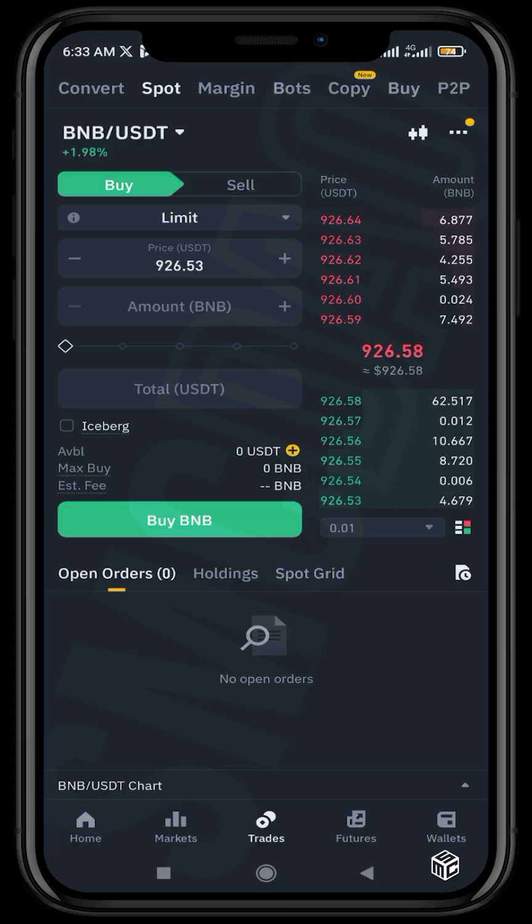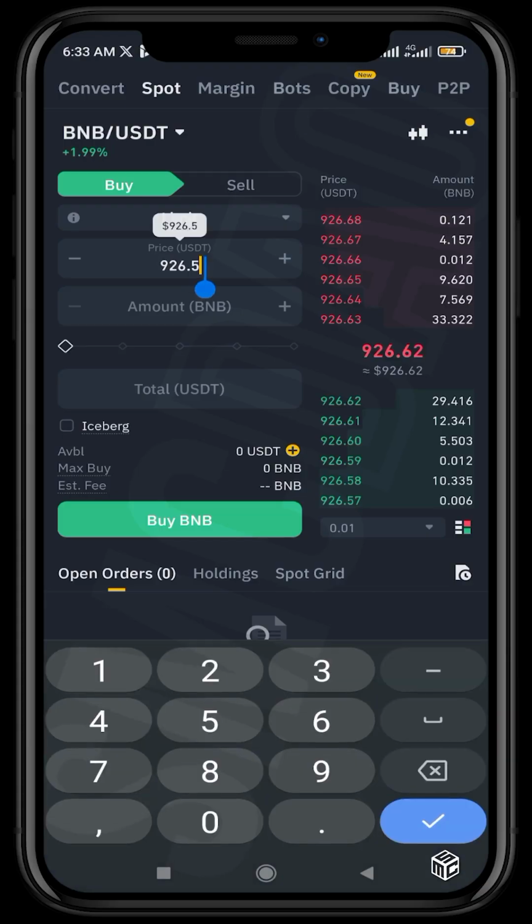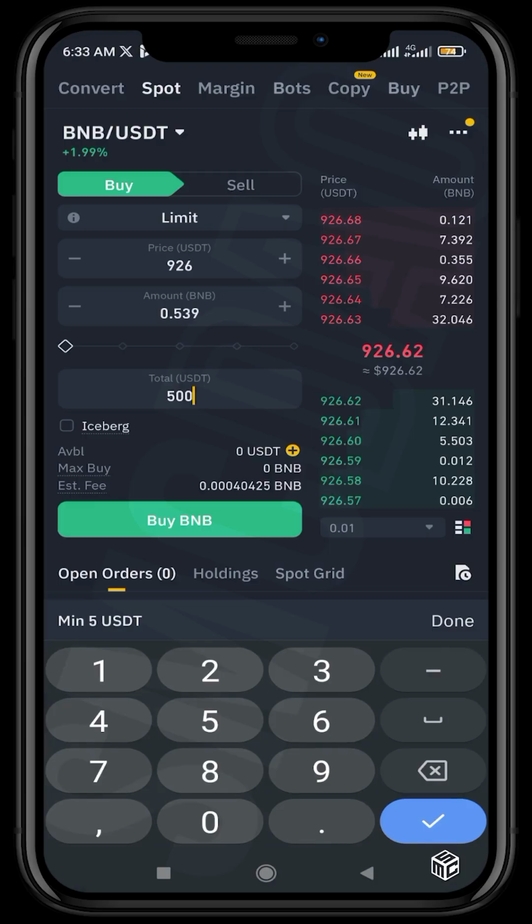For this illustration, we'll be using $500 weekly for 4 weeks. So on the first week, let's say you invest at the current price on BNB, which is $9.26, and you buy a total of $500, you get 0.539. Then on the second week, let's say the price drops a little to $8.50 and you also buy $500, you get 0.588.